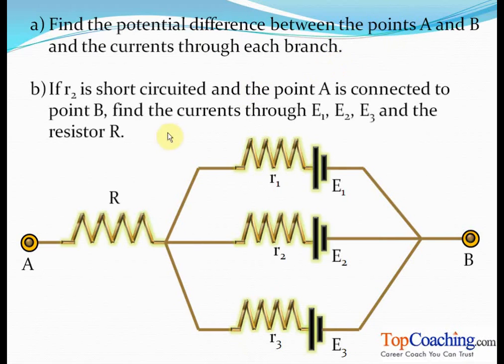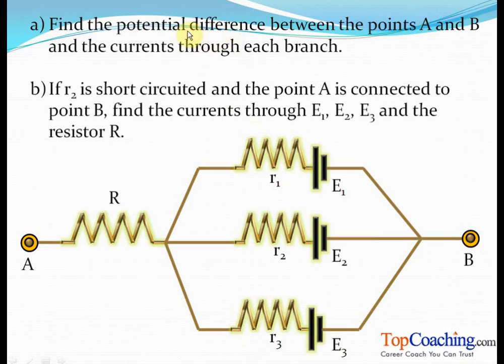And then, if R2 is short-circuited and the point A is connected to point B, we have to find the currents through E1, E2, E3 and the resistor R. Clearly, this question seems to be a bit hi-fi with a lot of concepts involved. But once we get into the depth of this question and start solving it, I'm sure you'll find it to be very simple. Let's start with part A first.